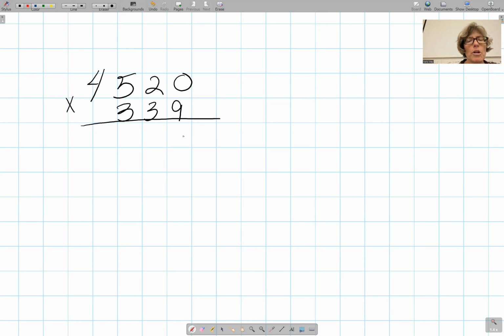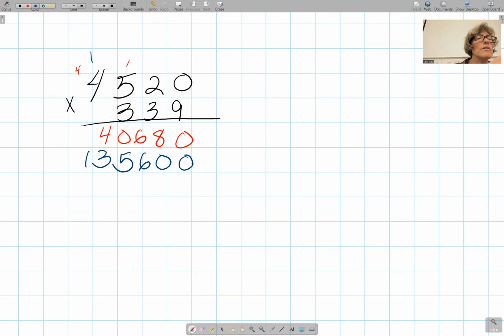9 times 0, that's 0. 9 times 2 is 18, carrying the 1. 9 times 5 is 45, plus 1, that's 46, carry the 4. And then 9 times 4 is 36, plus 4, that's 40. Then you put a 0 there. We're going to go this way. 3 times 0 is 0. 3 times 2 is 6. 3 times 5 is 15. Carry the 1. 3 times 4 is 12. Plus 1, that is 13.